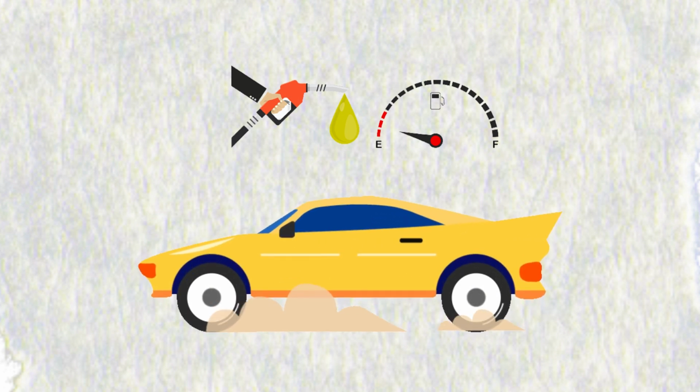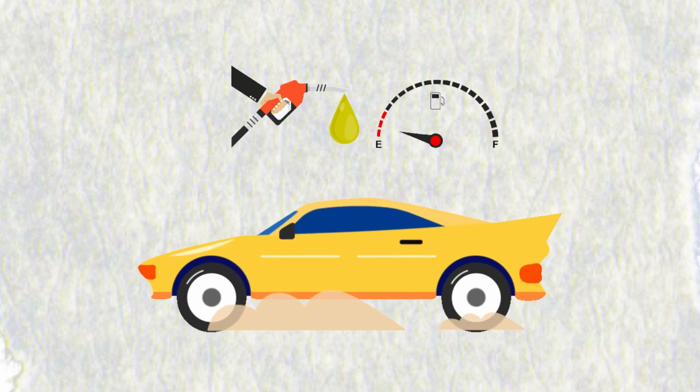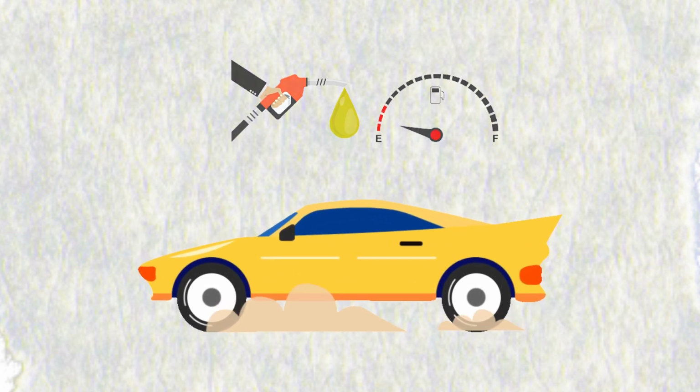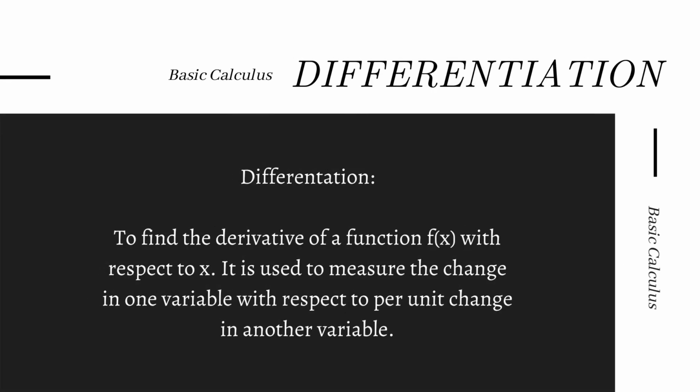If your car has high fuel consumption, then a large change in the amount of fuel in your tank is accompanied by a small change in the distance you have traveled. How does this relate to differentiation? Differentiation is a procedure for finding the derivative of a function with respect to x. This derivative finds the rate of change of one quantity with respect to another quantity, just like fuel consumption.